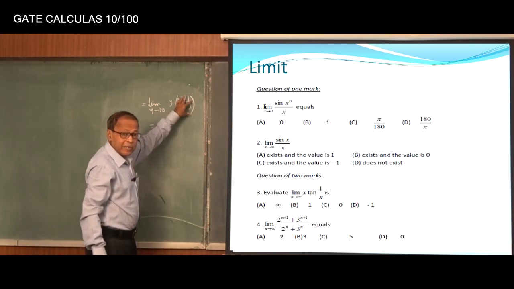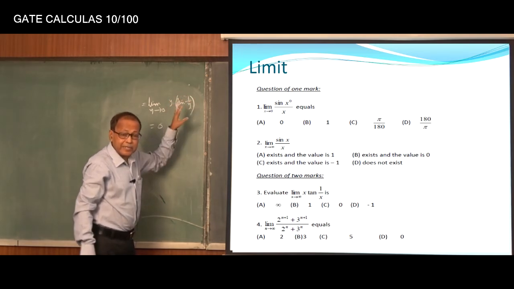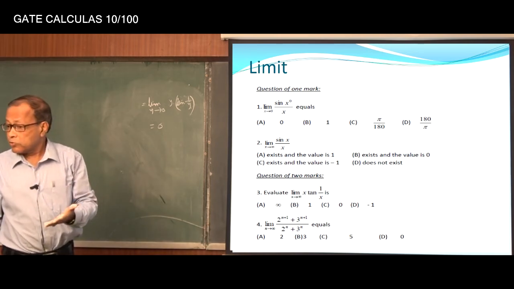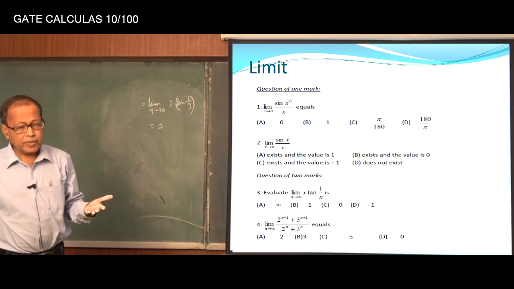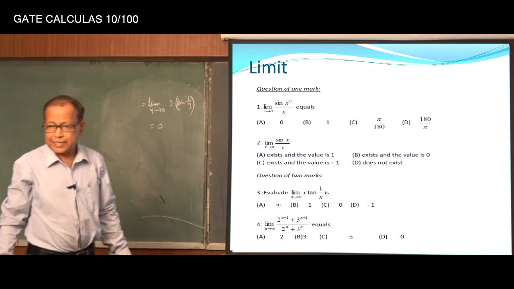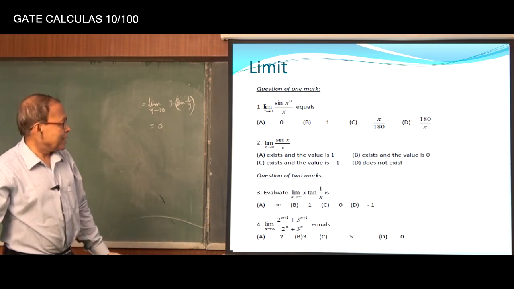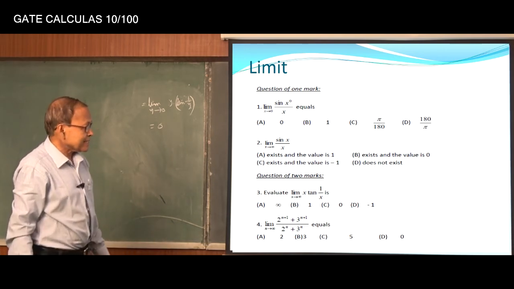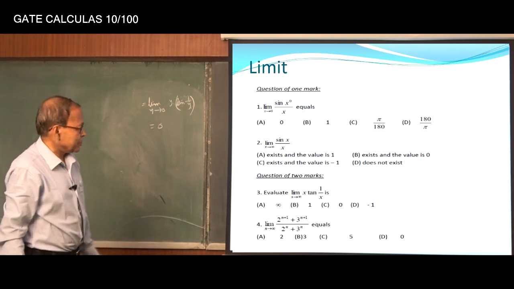If it is greater than 1, you cannot write it, because 0 into a quantity greater than 1 may not be 0. A quantity greater than 1 may be infinity also, and 0 into infinity is not 0. So, the result is 0. Without detailed calculation, we can write it. The result is 0, so the correct option will be B. It exists and the exact value is 0.